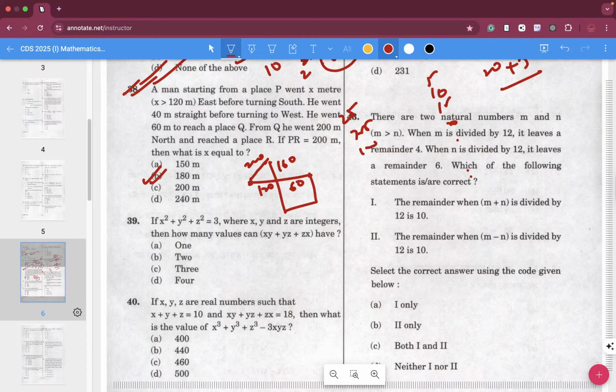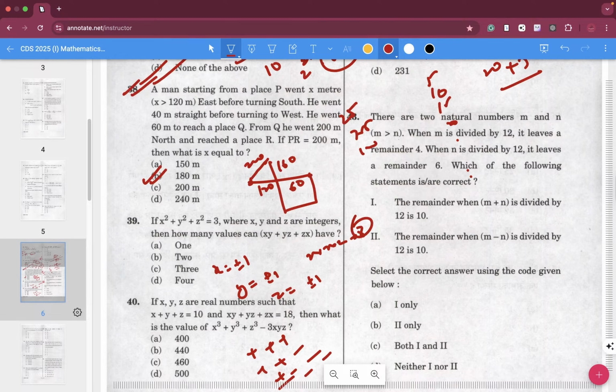So x plus y plus z whole square, I mean x square plus y square plus z square is equal to 3. So x can be equal to plus or minus 1, y can also be plus or minus 1, z can also be plus or minus 1. In all you have 2 into 2 into 2, which means 8 different cases: plus plus plus, plus plus minus, plus minus minus, minus minus minus, and all that. And we put that over here. We found that there are only two values possible, which were minus 1 and 3.